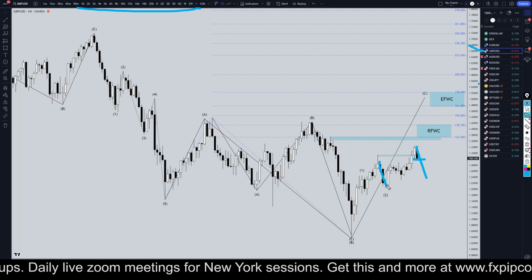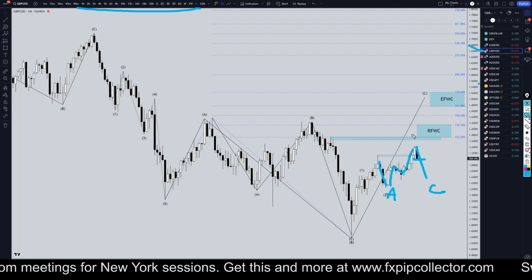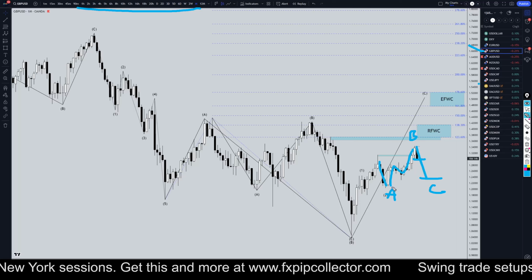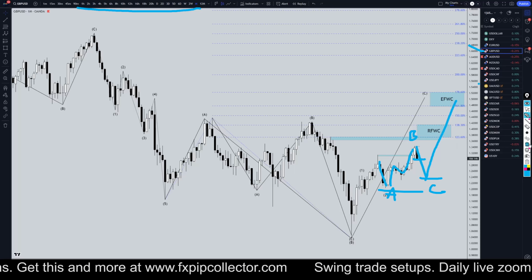I was thinking that maybe this was actually an A and this was actually a B, and then we're going to go down for a C, but this is going to be a running pattern, meaning that it probably will make a higher low, and still end up continuing back up like we were originally thinking.